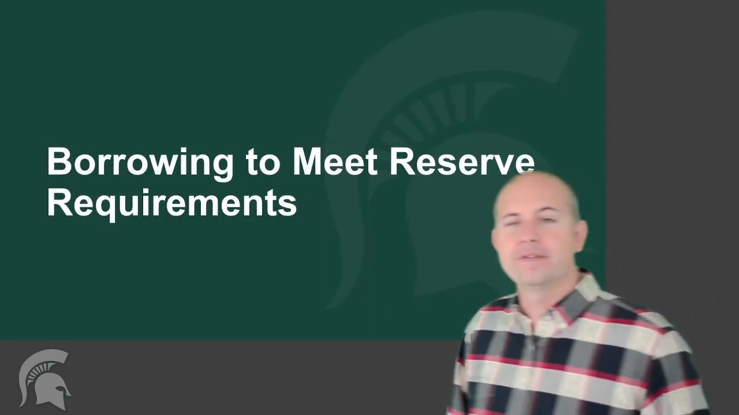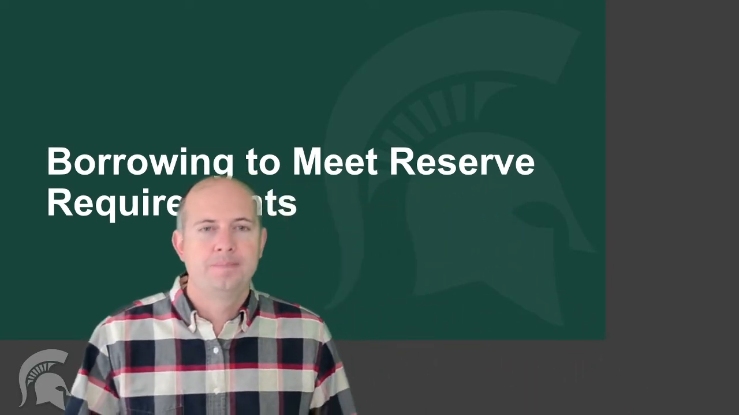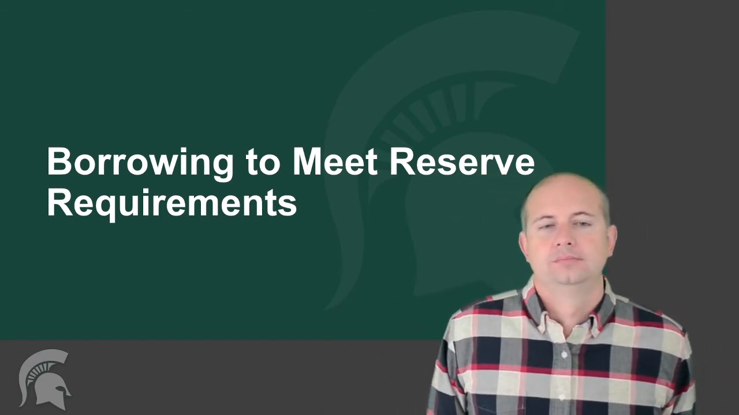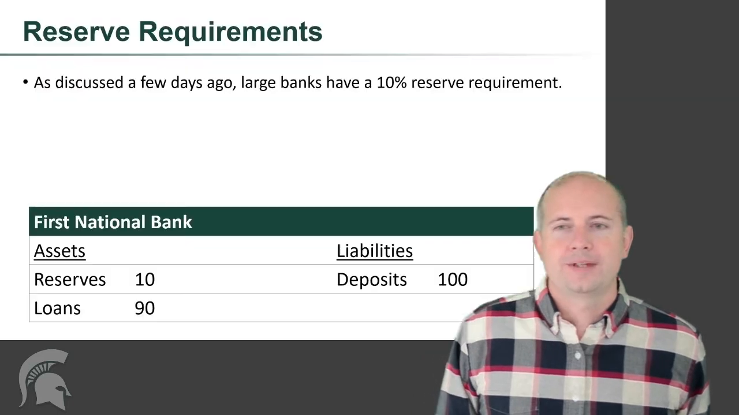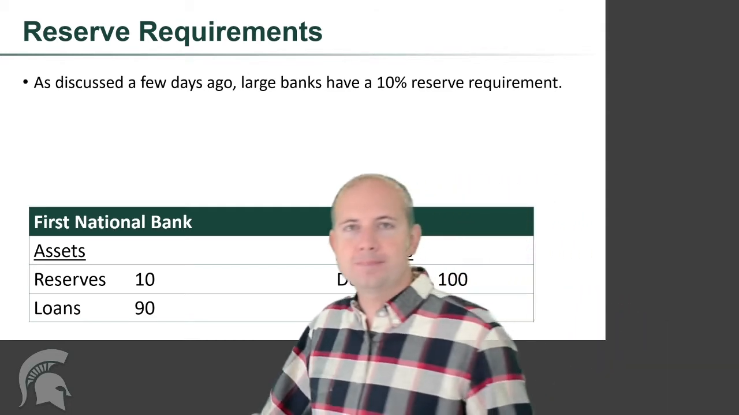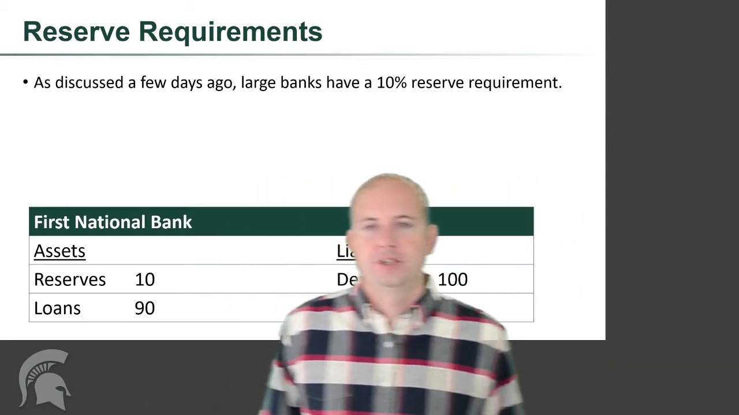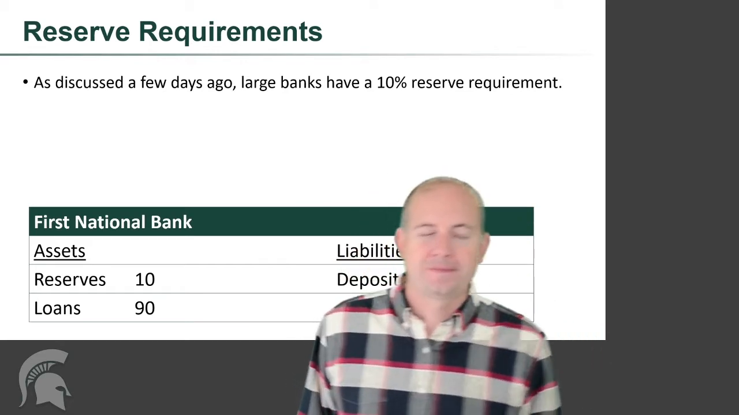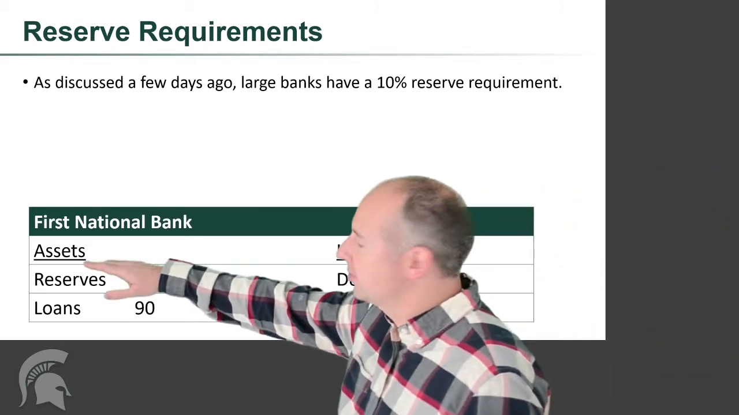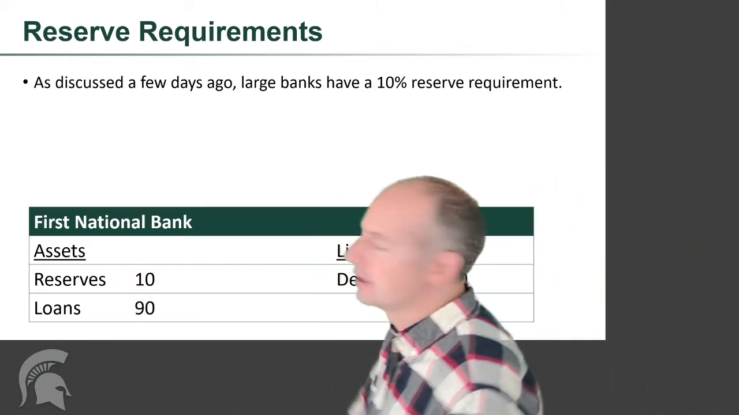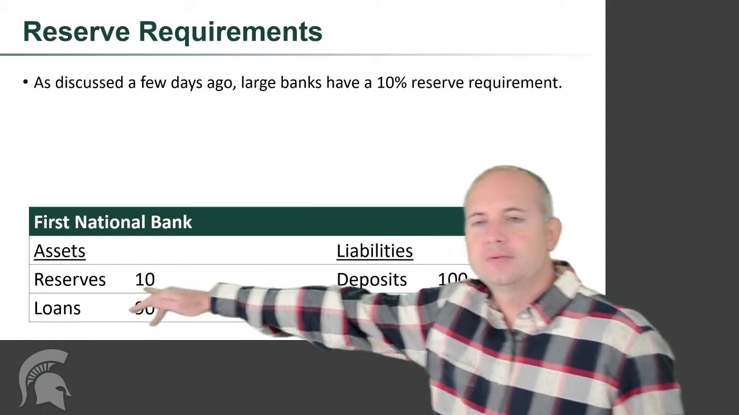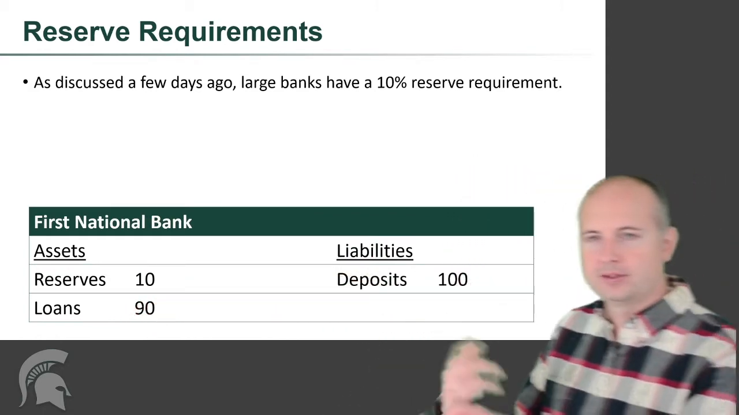All right? So the first thing we're going to talk about is borrowing to meet reserve requirements. Here's what I mean. As discussed a few days ago, large banks have a 10% reserve requirement. So here we have our famous First National Bank and its famous initial balance sheet. $100 in deposits, $10 in reserves, $90 in loans. So notice it starts off hitting its 10% requirement. $10 in reserves divided by $100 in deposits, 10%.